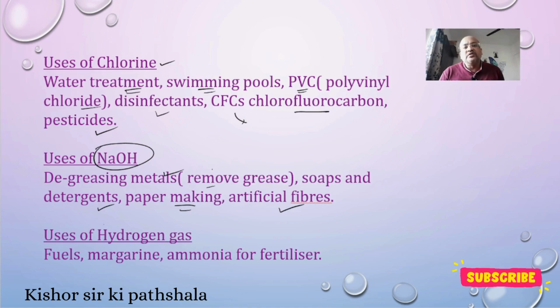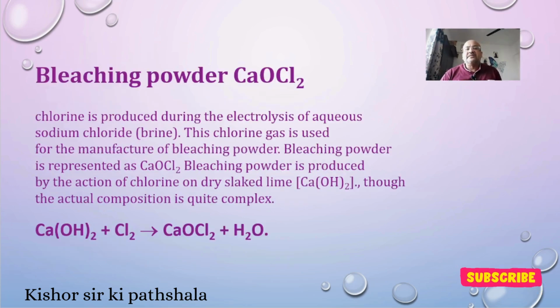Now let's see the importance of hydrogen gas. Hydrogen gas is our future fuel. It is used in making margarine. Margarine is a food similar to butter, made from animal or vegetable fat when you pass hydrogen through it. Hydrogen is used for the manufacture of ammonia first of all, and thereby for the manufacture of fertilizer.